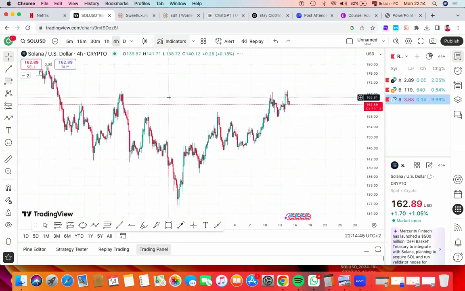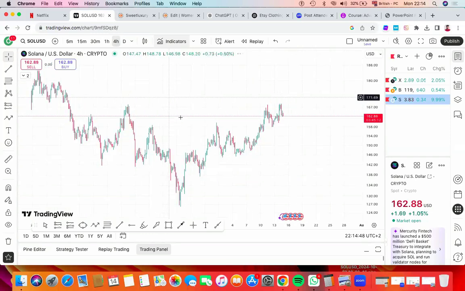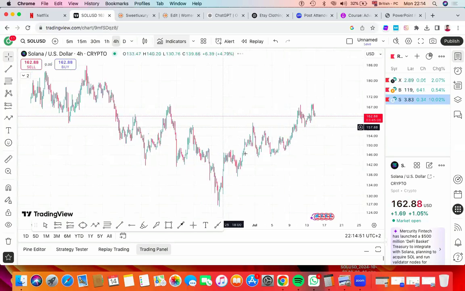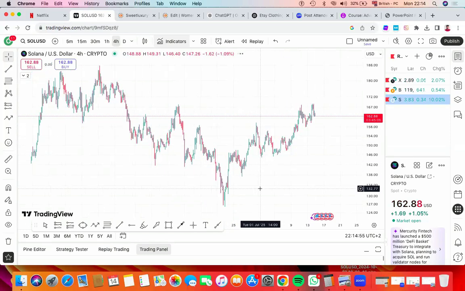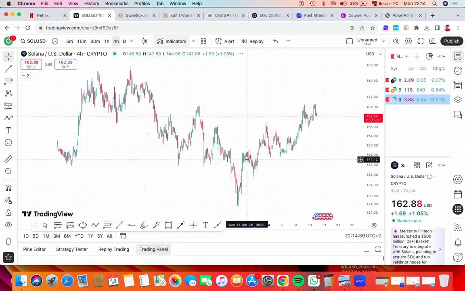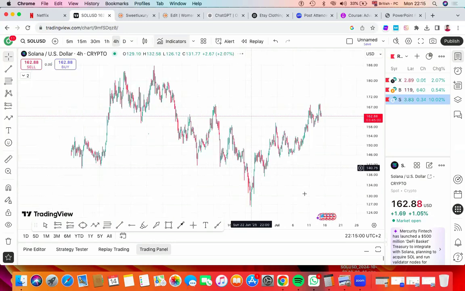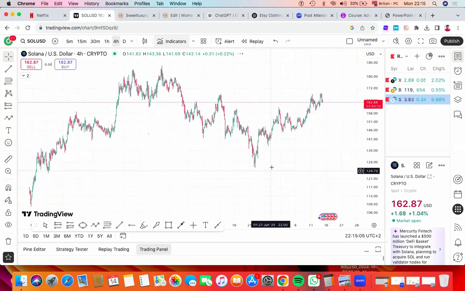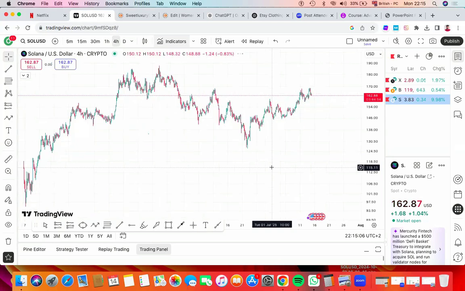I want to give you the real example here. So now I'll pick my higher time frame to be 4 hours. I want to first do overall market structure. What is it telling me?